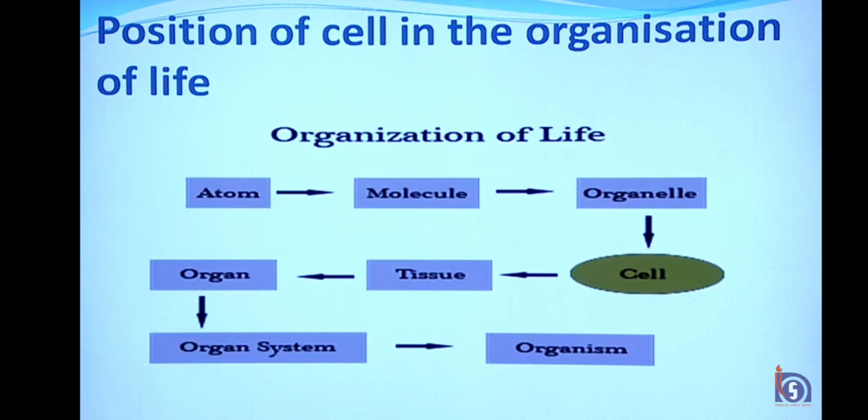Okay. So if we talk about the organization of life, how life is organized, so do you know the smallest particle is atom. Atoms combine to form a molecule. Molecules combine to form organelles. Organelles are the small subcellular structures present in the cells which are specialized to perform specific function. So organelles form cell, and a group of similar cells which have same structure and function form a tissue.